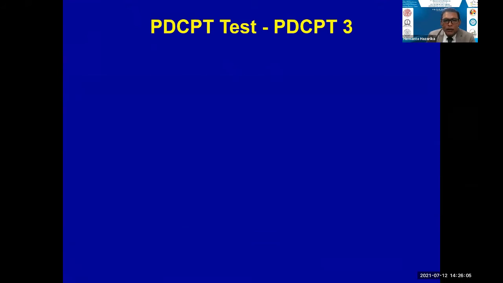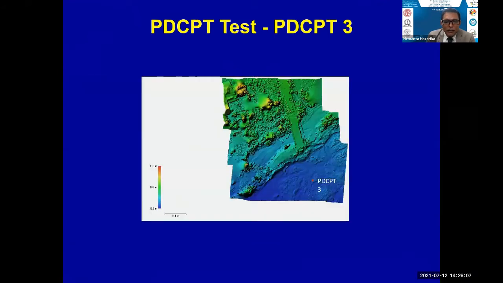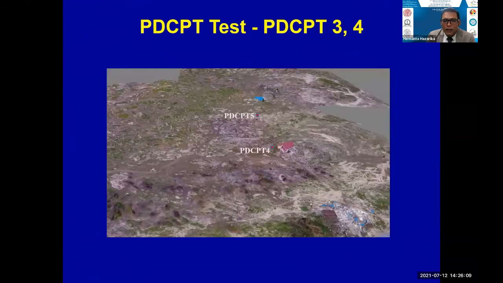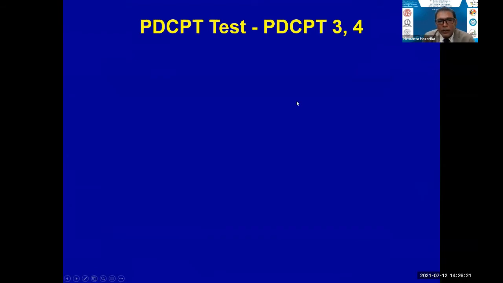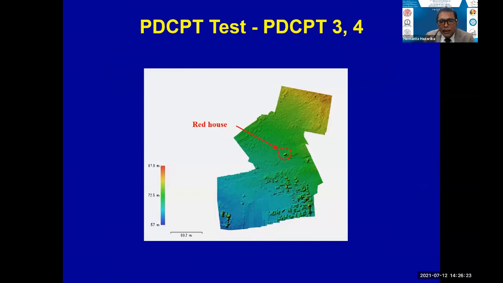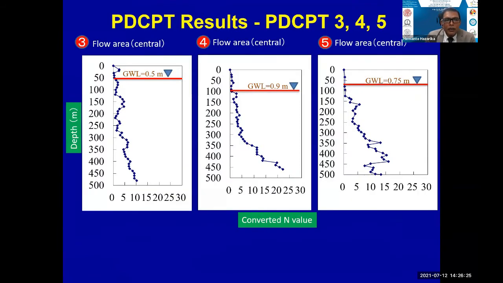So we conducted some PDCPT tests there. This is the elevation, and we conducted one PDCPT near the red house, which was not moved, and one near this blue house, which was moved by about 300 meters. So near the bridge, near the red house and away from the red house.